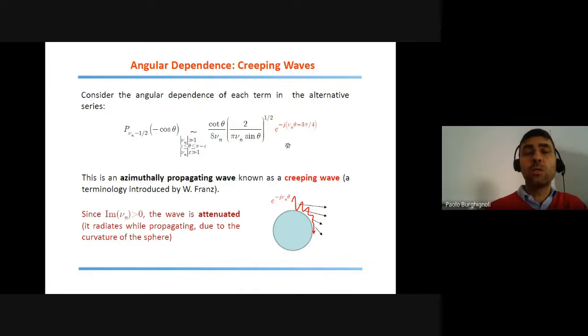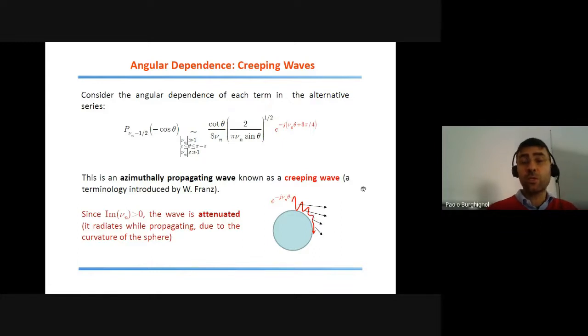This is what, for the first time, France in the 50s of the last century indicated as a creeping wave, because actually it's a wave that propagates remaining close to the surface of a curved surface, and therefore it creeps along it. And due to its complex wave number, this wave attenuates during its propagation.